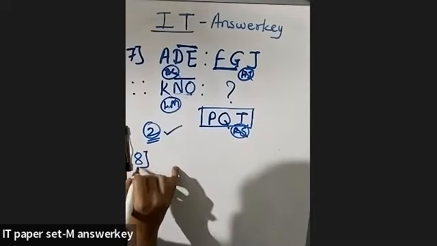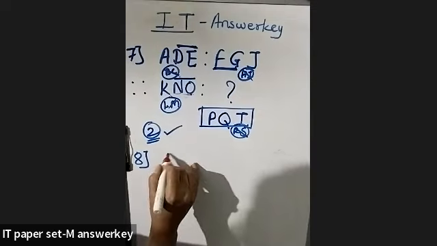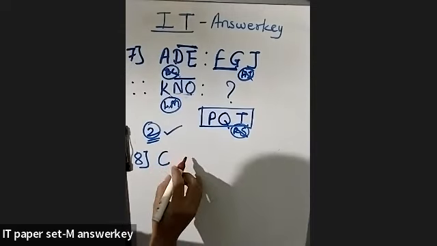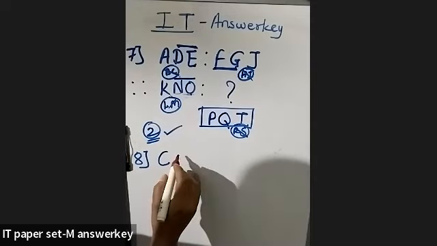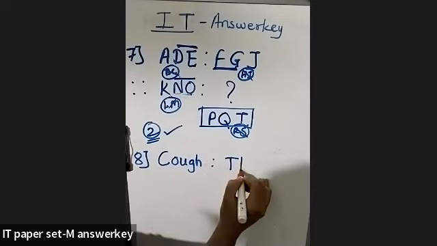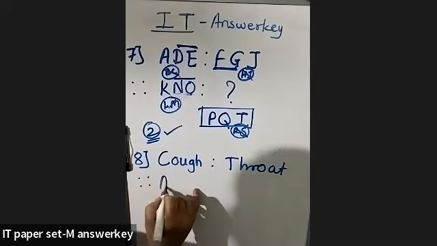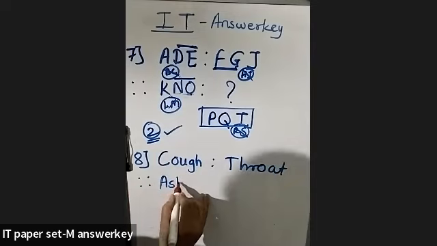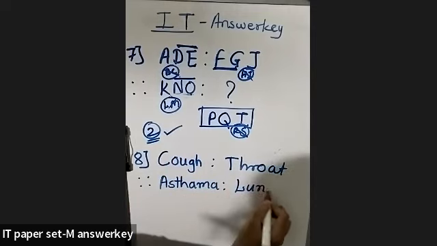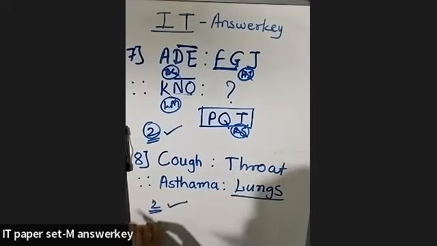Now, question number 8. Complete the following analogy. Cough, throat. This is disease and the affected area. So cough affects throat. See. Cough related to throat. Similarly, asthma. So asthma is the disease of lungs. Asthma is related to lungs. The right answer is lungs. That is option number 2. Option number 2 is the correct.